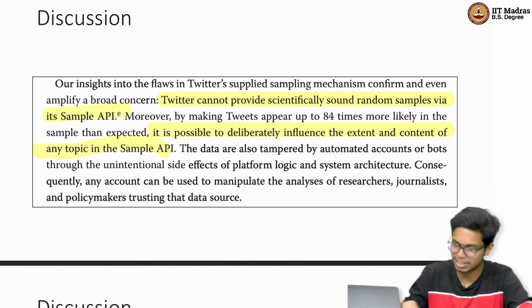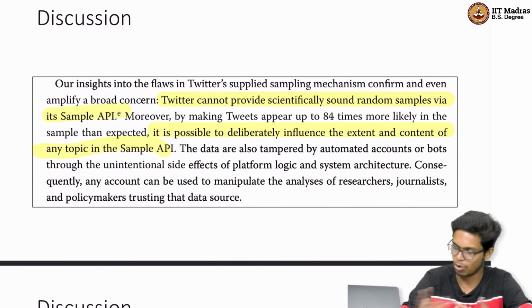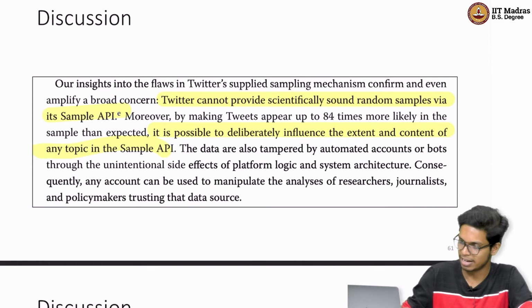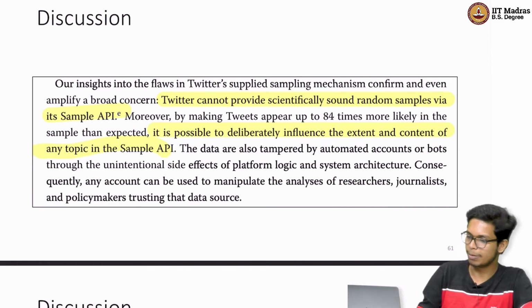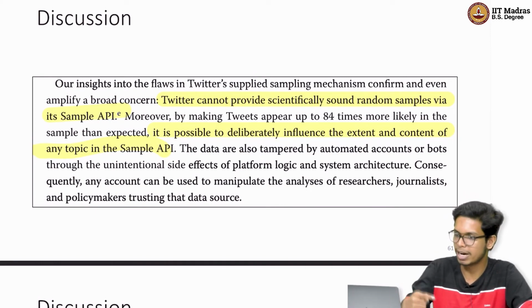So the authors have finally established that Twitter cannot provide scientifically sound, truly random samples, and it is possible to deliberately influence or tamper with the content of these APIs, on any topic, right? You can inject very negative tweets about, let's say, the hashtag Samsung Galaxy Note, and if a company is looking into the sentiment of their products online, they would be biased in their results.